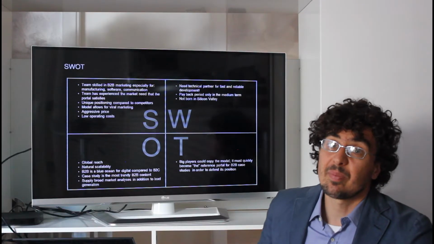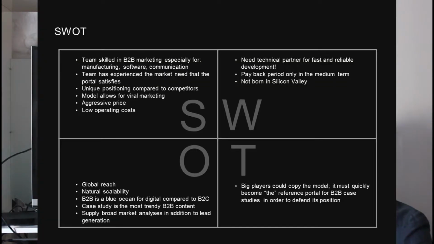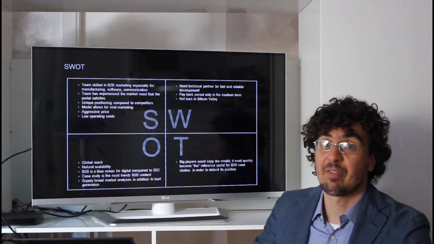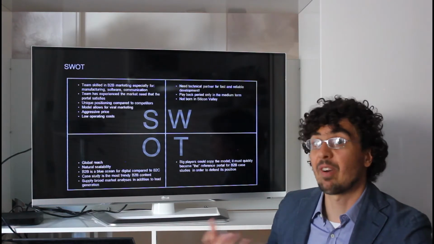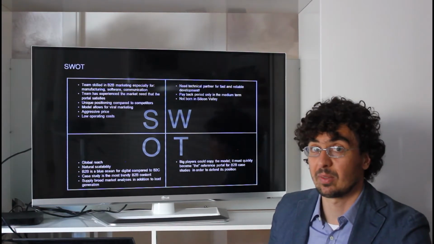The weakness is the IT development. We need power for that, and we are looking for it. The payback period is not very short, at least 3 years, to see good results. And we are not in Silicon Valley, so we need to grow the network to make the portal very effective, with financial support and development support.